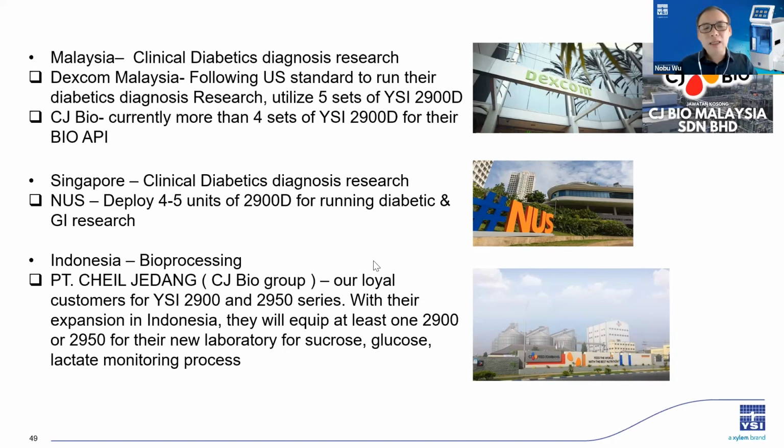And then Singapore. We have other customers, but I would like to point out the NUS, the National University of Singapore. They have more than 5 units of the 2900 for running their diabetic and GI research. In Indonesia, PT Cheil Jedang is the same as the CJ Bio group. This is our loyal customer. When they expand their laboratory, they get the YSI 2900 and 2950 series. The main study is for sucrose, glucose, and lactate monitoring for the process.